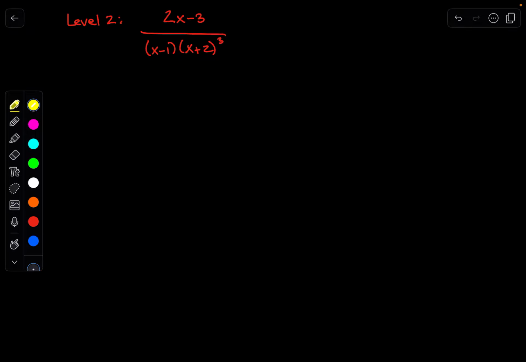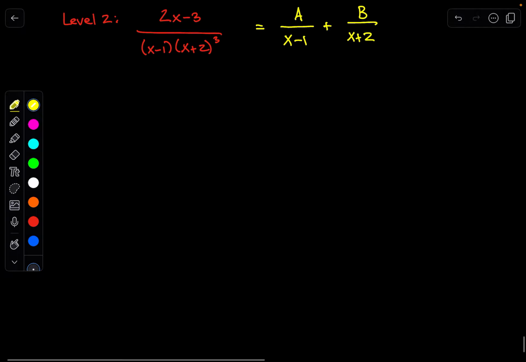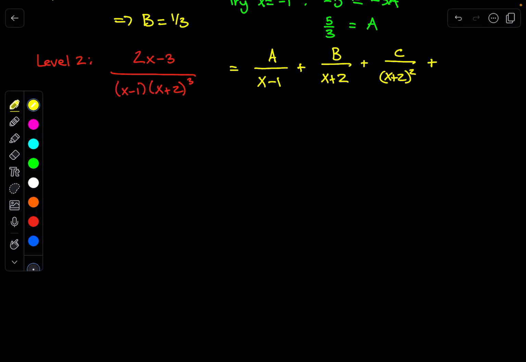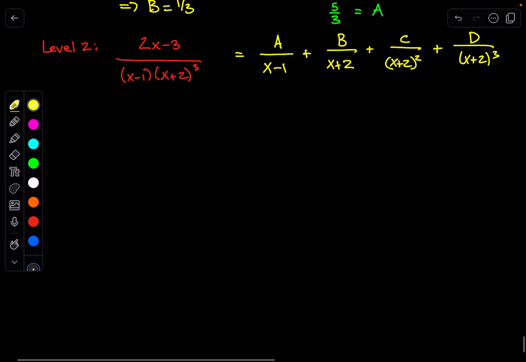So I claim that in this case, we can write it out. Well, the first term we would very correctly assume is A over x minus 1. And the next term we might think is B over x plus 2. We're like, but there's a cube. How do we take care of that? It turns out that we write another term for x plus 2, but this time we square it. And then we write another term for x plus 2, but this time we cube it. And I claim that this is the proper form. This is how you can decompose something like this.